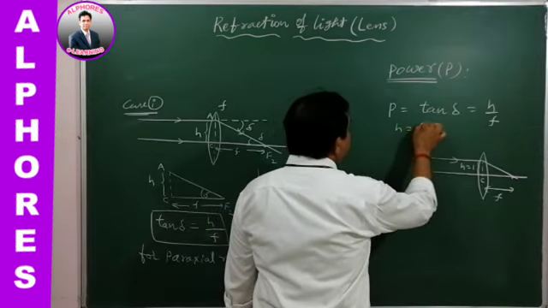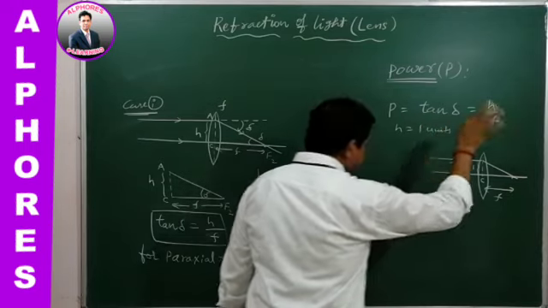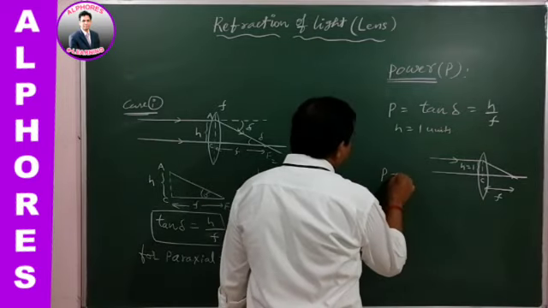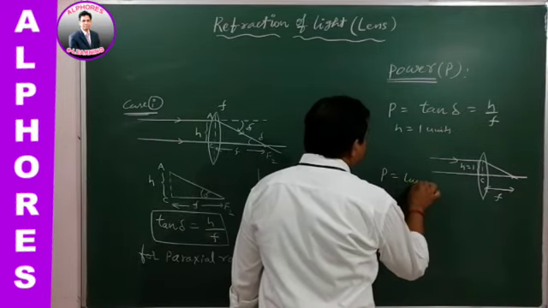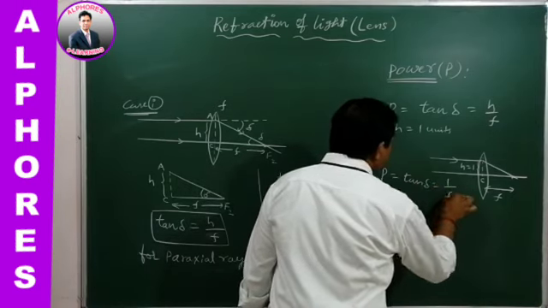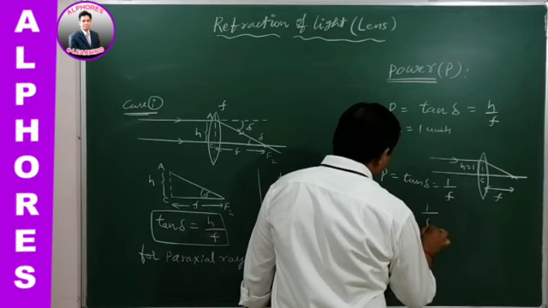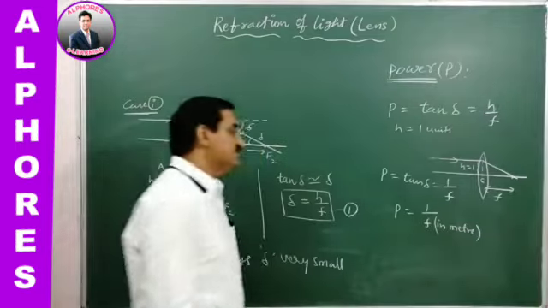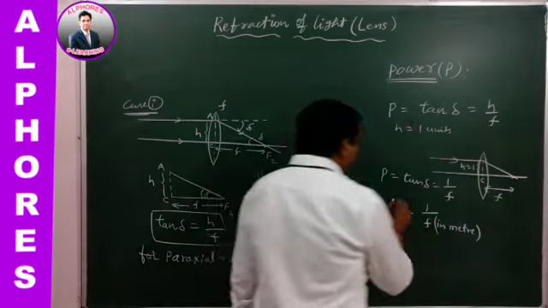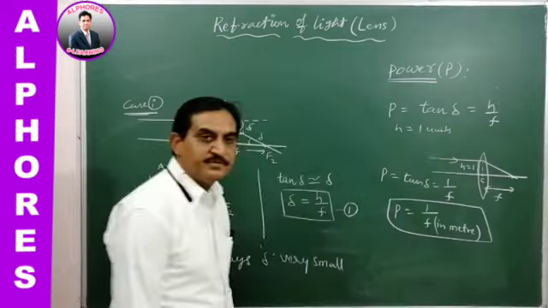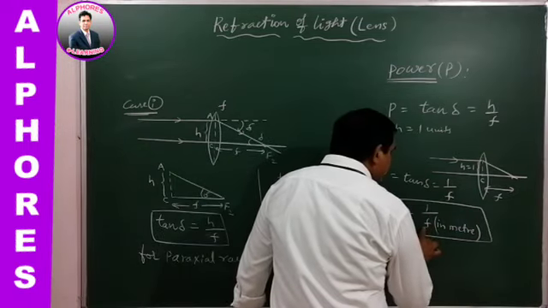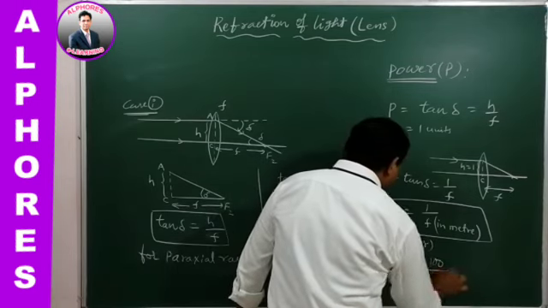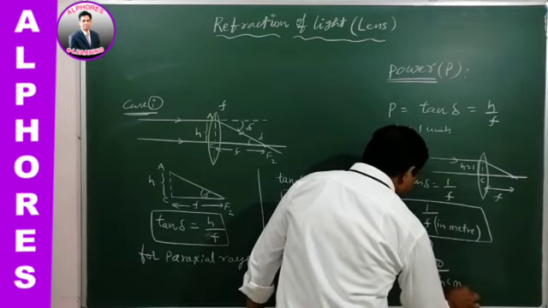But according to the definition of power, we put h equal to 1 unit, and in the SI system 1 meter, or in CGS 1 centimeter. Therefore, power is equal to tan delta, which is equal to 1 by f. Yes, power is equal to 1 by f, where focal length is considered in meters. And if the focal length is considered in centimeters, then we write power equal to 100 by f, with f in centimeters.